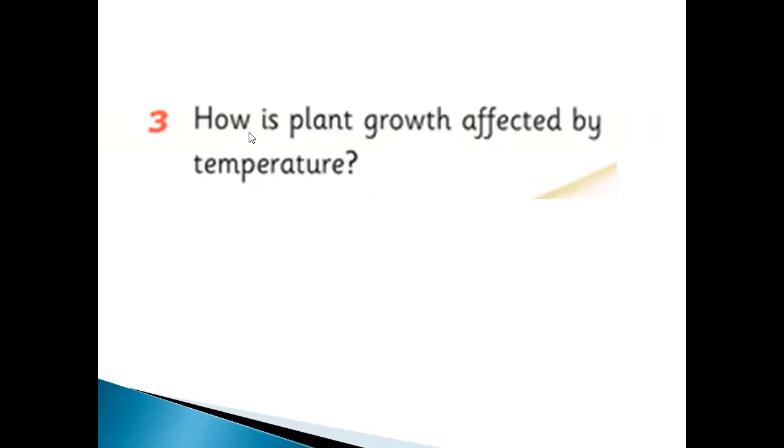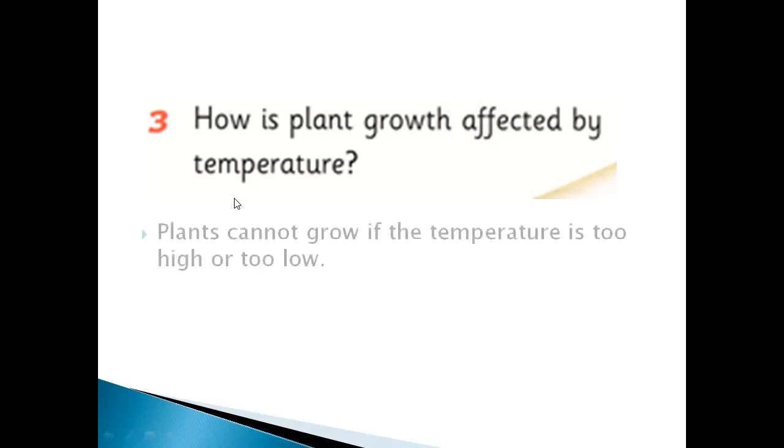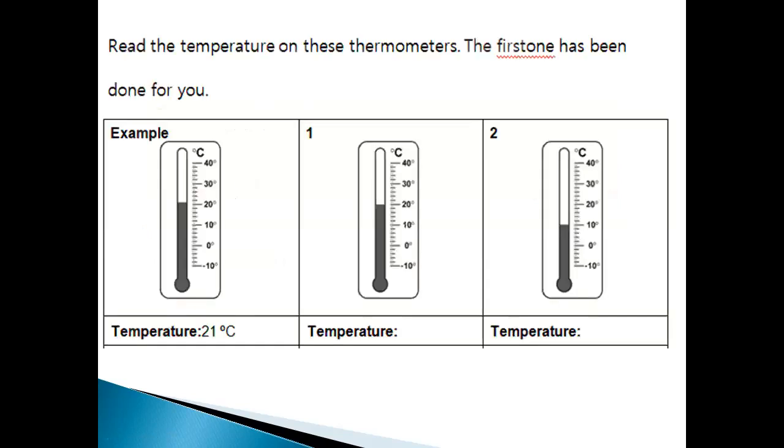Question number 3: how is plant growth affected by temperature? If the temperature is too hot, a plant cannot survive. Like this, if the temperature is too cold, a plant cannot survive. So we write the answer: plants cannot grow if the temperature is too high or too low. If the temperature is too high or too low, a plant cannot grow or survive.